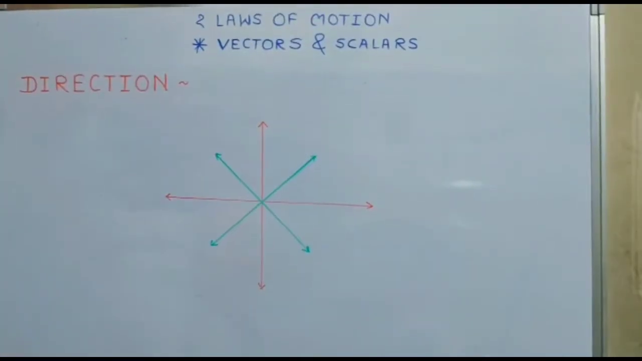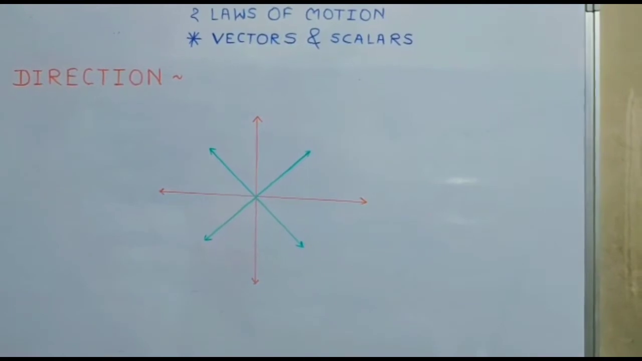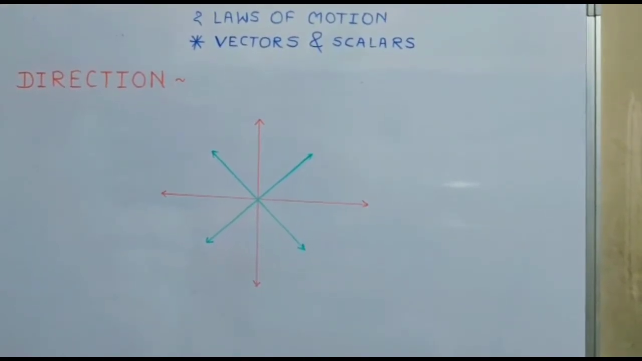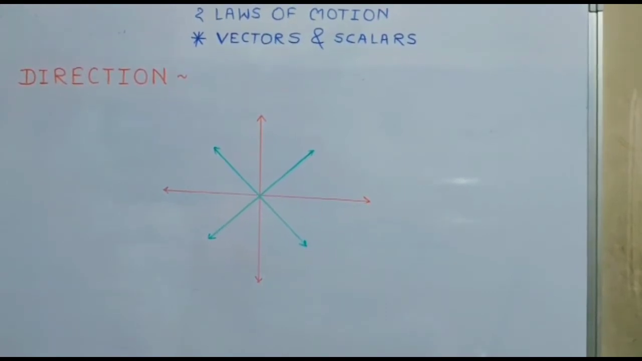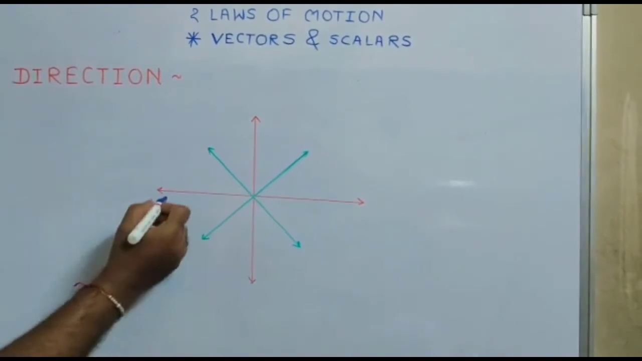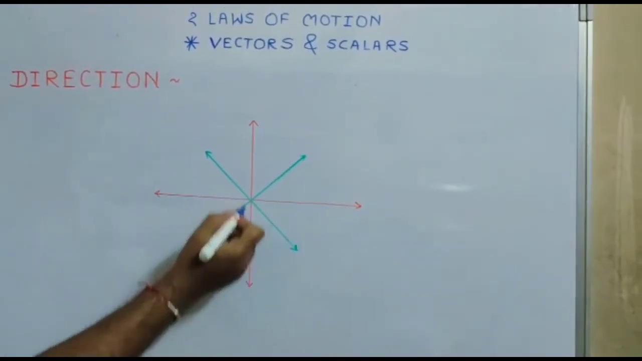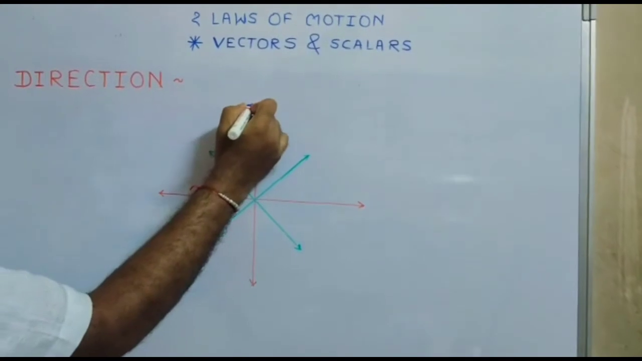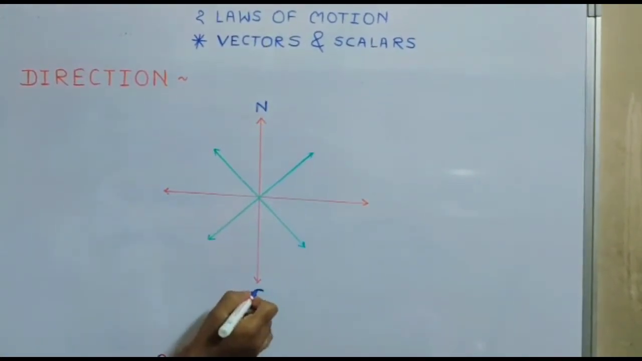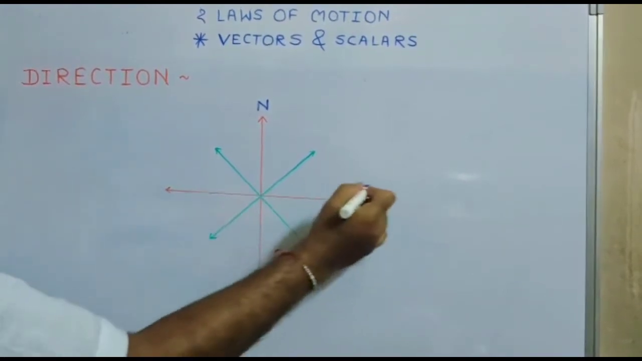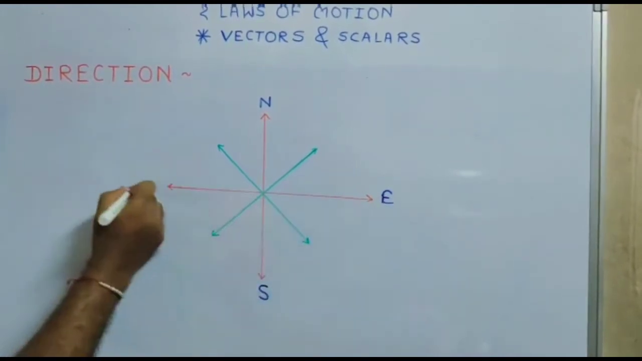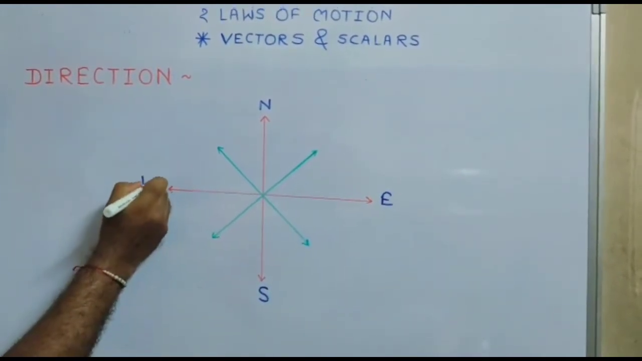Now we have to understand the meaning of the word direction. What is the meaning of direction? In Marathi, direction म्हणजे दिशा. Now we will draw the diagram of the directions. Now we know that when we are drawing such a diagram, we are representing this side by north, downwards by south, this side by east, this side by west.